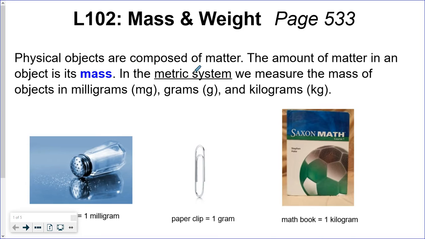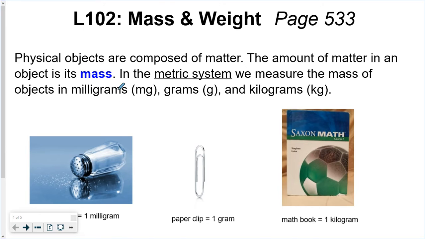Now, the metric system is not something that we use an overabundance of here in the United States, but there are some things that are in the metric system. They measure mass by using these particular terms. They would use milligrams, and the abbreviation for milligrams would be mg. They also measure things in grams, and that abbreviation would just be g. And then they would also measure in kilograms, and that abbreviation is going to be kg. Now, exactly how much does each one of these weigh?